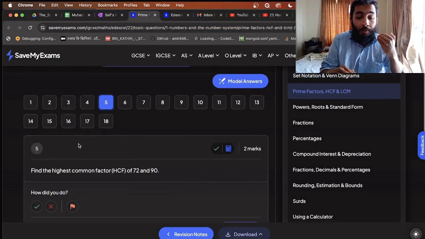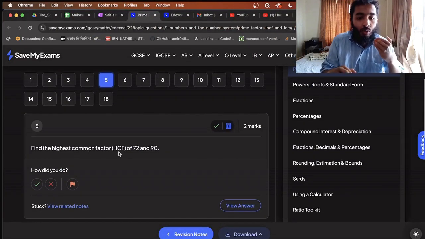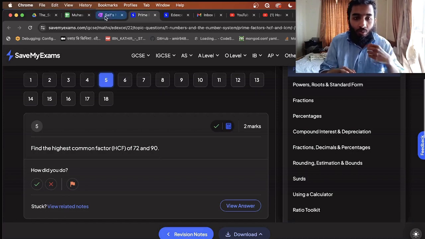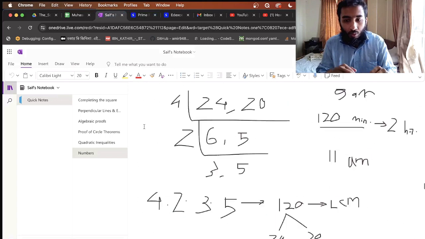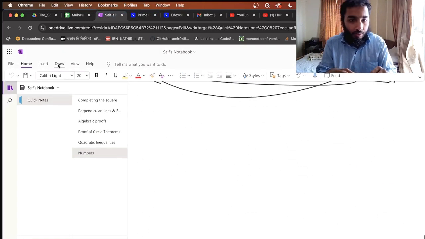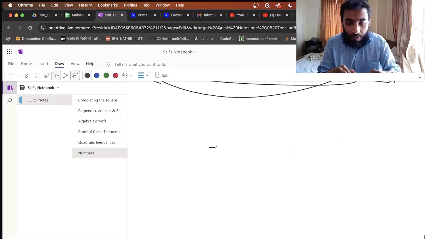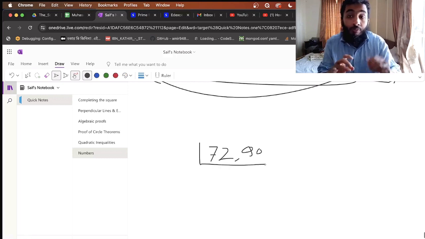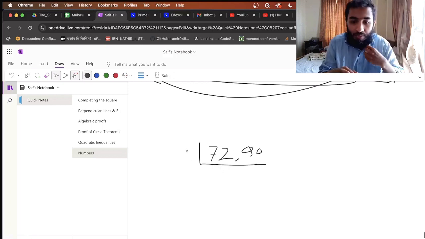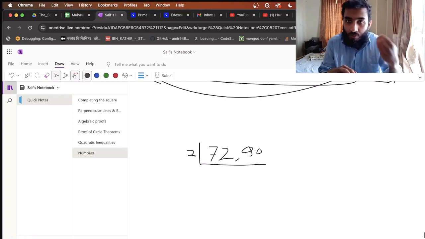Now if I look at problem number 5, it says you have to find the highest common factor or HCF of the numbers 72 and 90. So if I go to my notepad and use my pen tool, the numbers 72 and 90. If I divide both 72 and 90 by 2, we get what? 36 and 45.